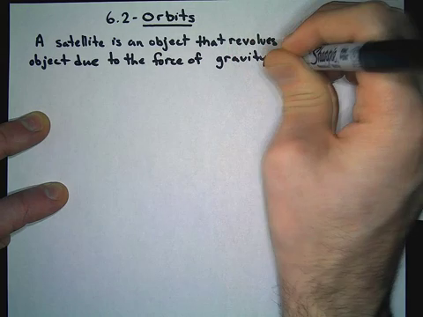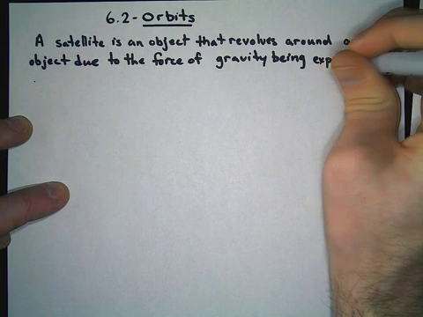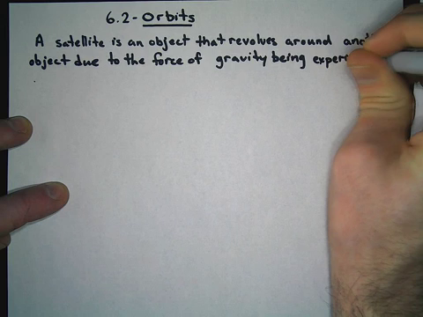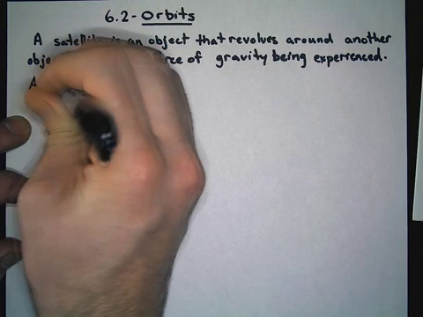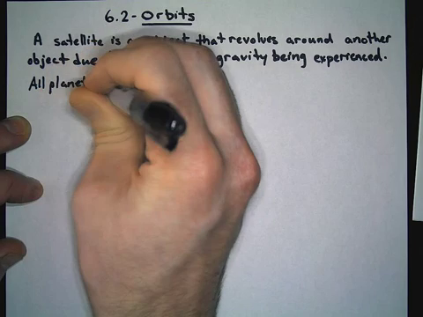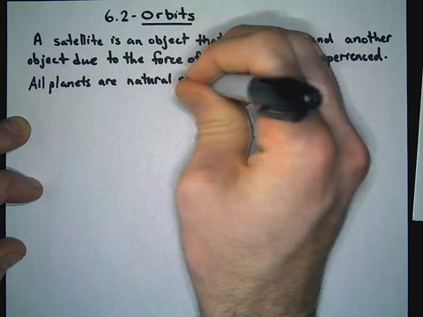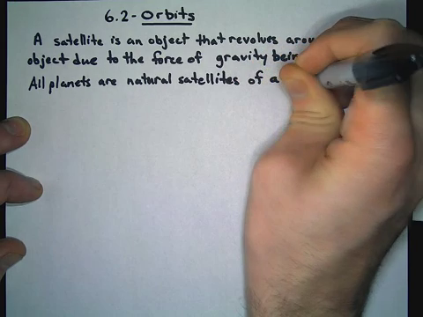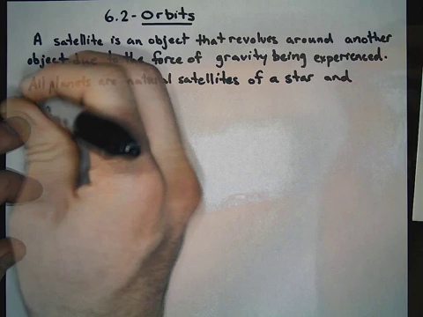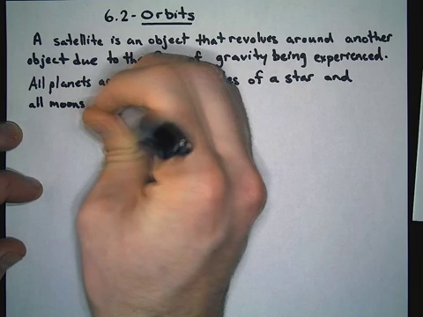We should know that all planets are natural satellites of a star, such as the Sun. And all moons are natural satellites of planets. So those are natural satellites, planets and moons.